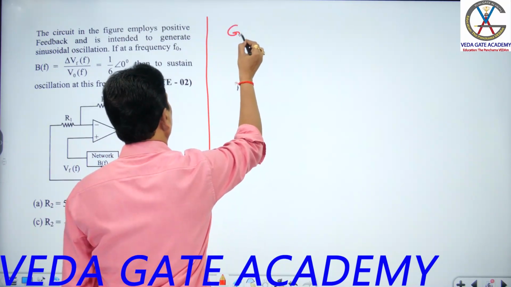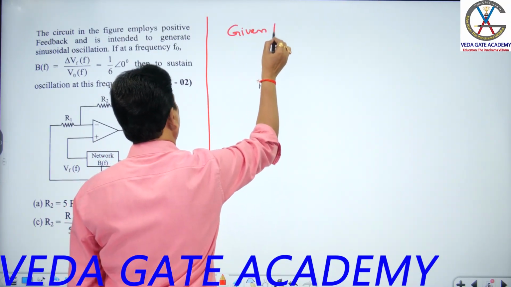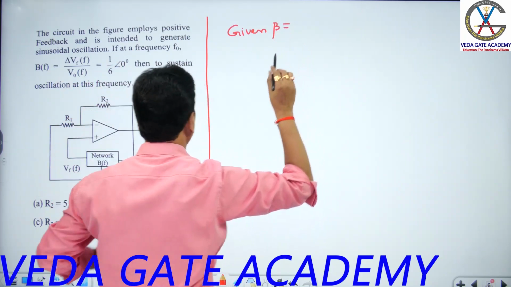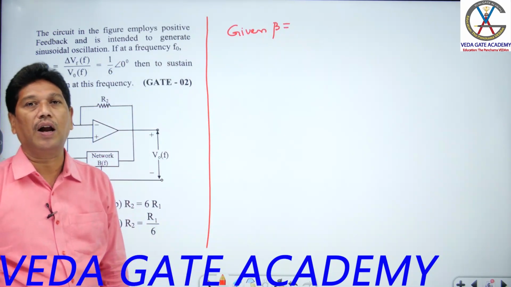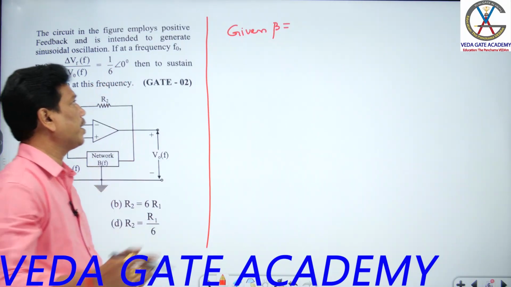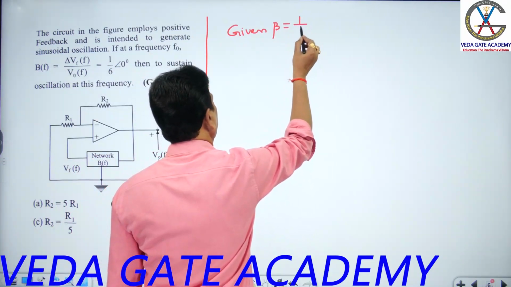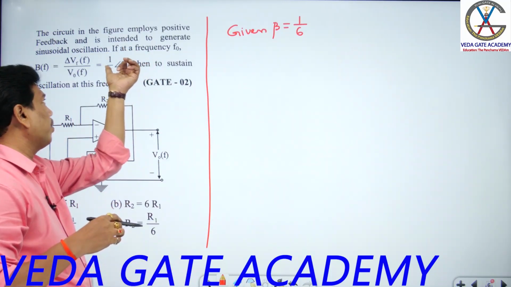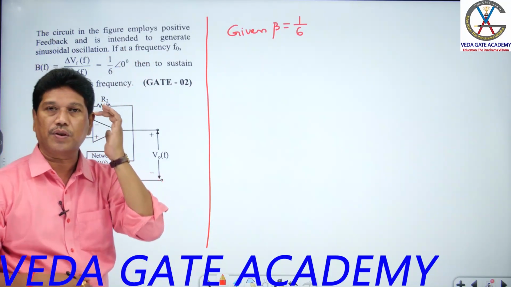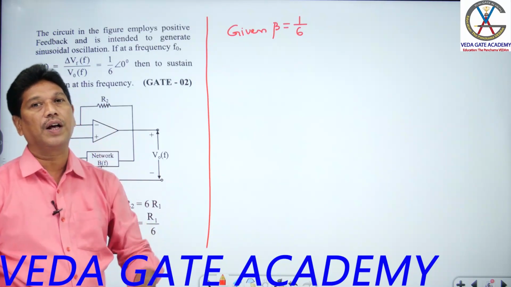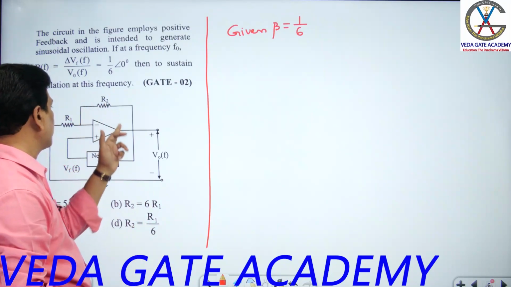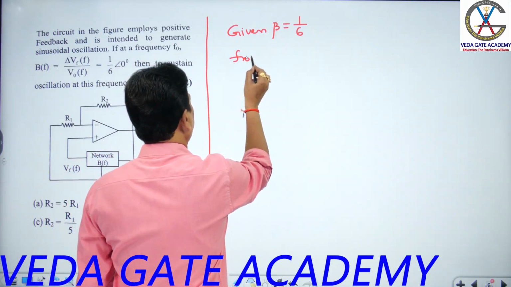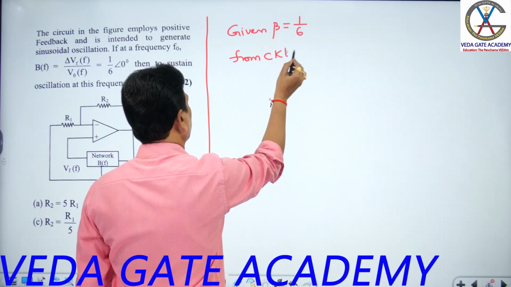Given beta equals 1 by 6 angle of 0. Angle of 0 indicates that input and output are in phase. And the magnitude of beta is 1 by 6. So 1 by 6 angle of 0 gives a phase shift of 0, and the value of beta is 1 by 6. What is the condition to sustain the oscillations? This is the network. From your circuit, you can check what beta is from the component values.